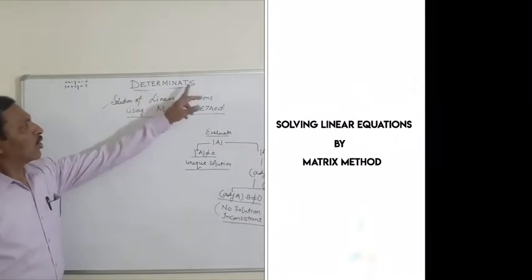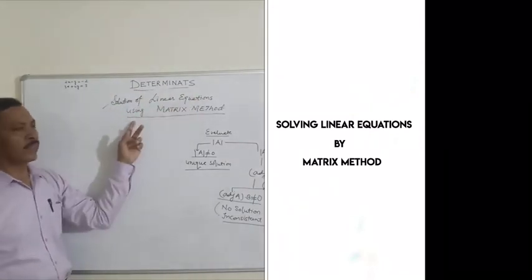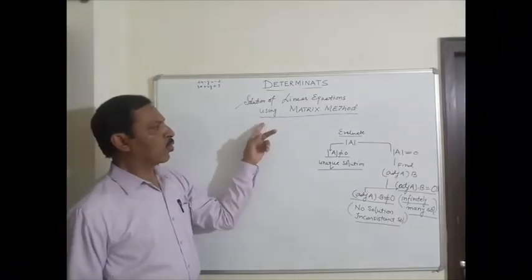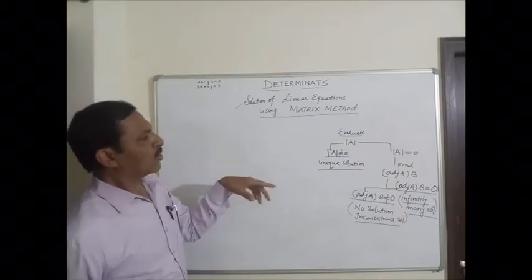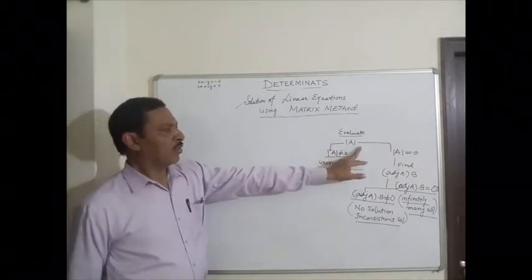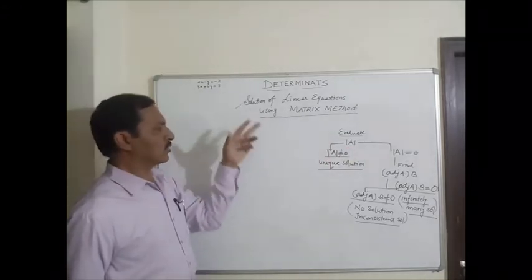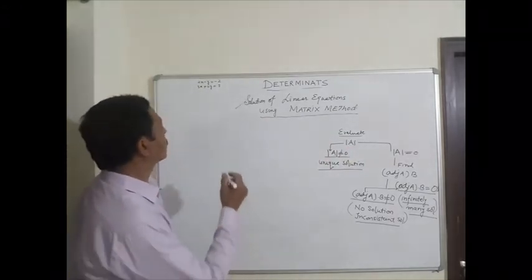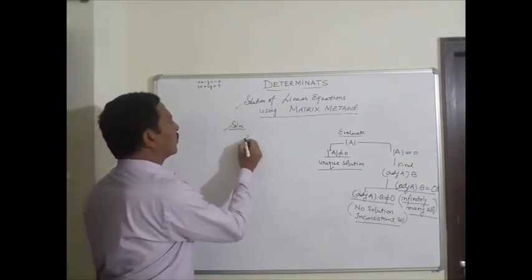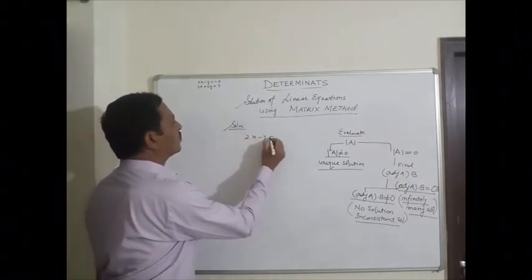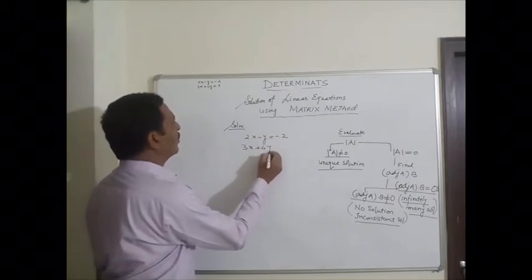Now determinant has a big application in solving a system of linear equations. For solving the system of equations, we need to find the value of the determinant which is formed by the coefficients of these. Like I take an example: solve 2x minus y equals minus 2, 3x plus 4y equals 3.